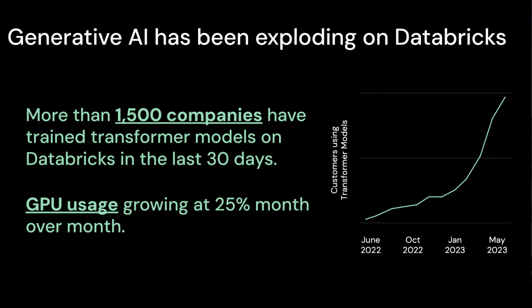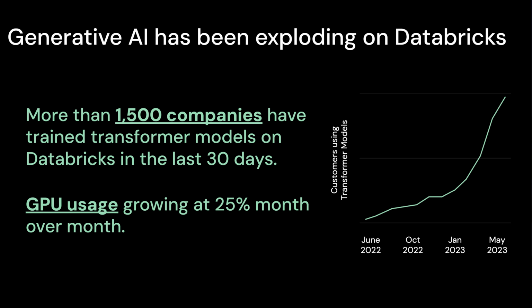So generative AI has been exploding on Databricks. 1,500 companies have trained transformers over the last 30 days. We're seeing a 25% month-over-month growth of GPU usage, which, for any of you, I'm sure there are some folks in here who would like to use GPUs. I'm sure you can probably have some empathy, and we have empathy right back at you for how miserable the situation is trying to get GPUs, other than maybe on Oracle.